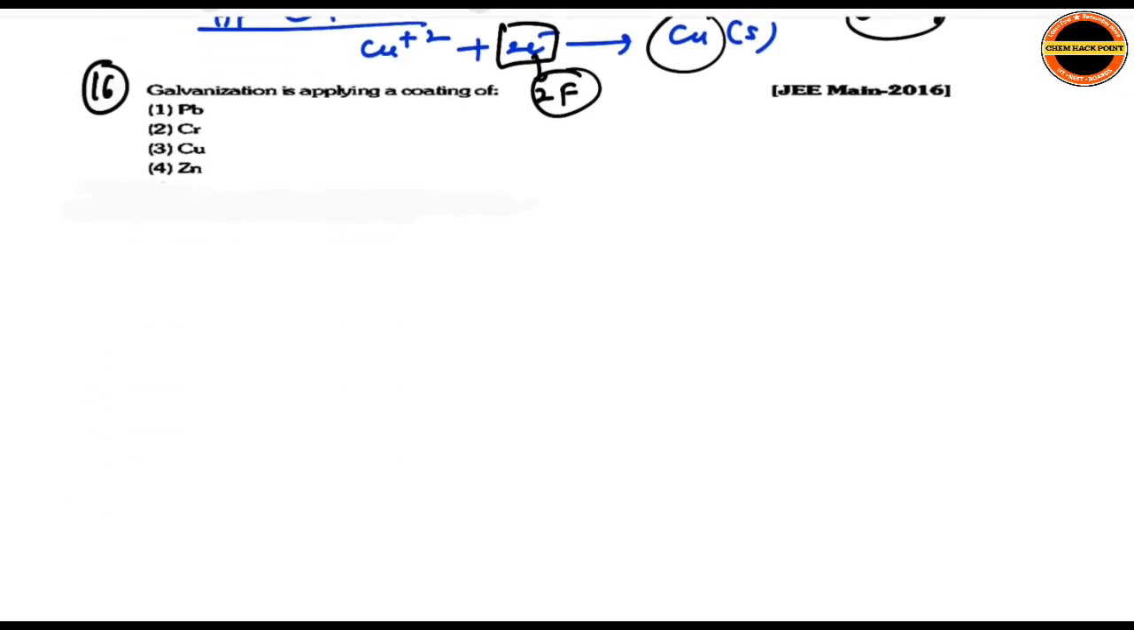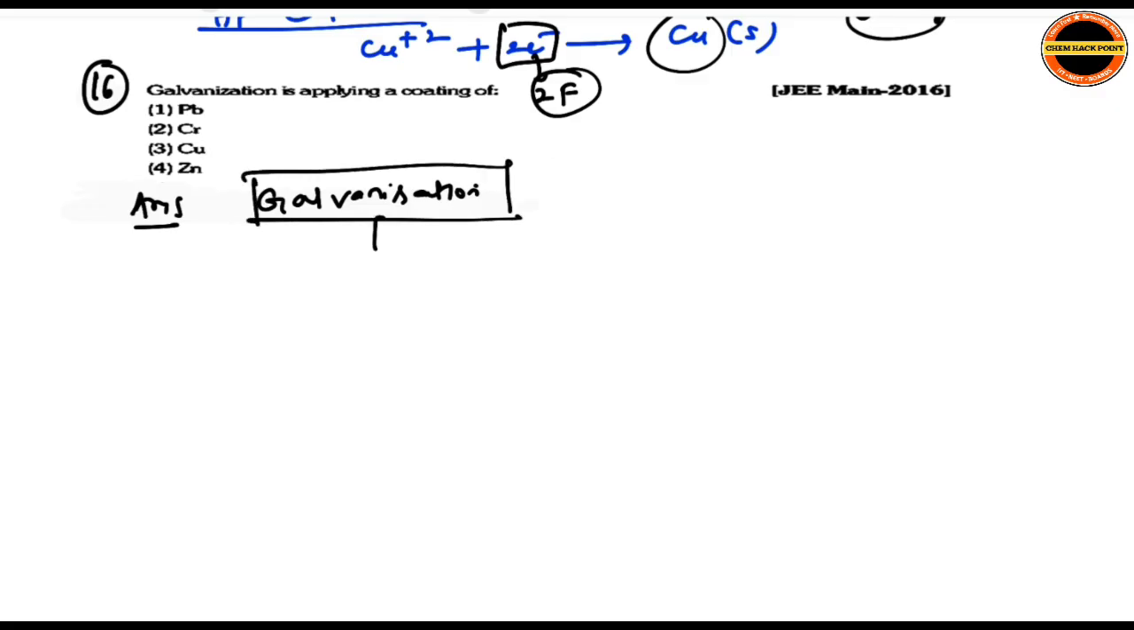Next, galvanization is applying a coating of. So here, this is a general question. Galvanization is the process where there is coating of iron by using zinc. So whenever there is a galvanization process, we coat iron using zinc.